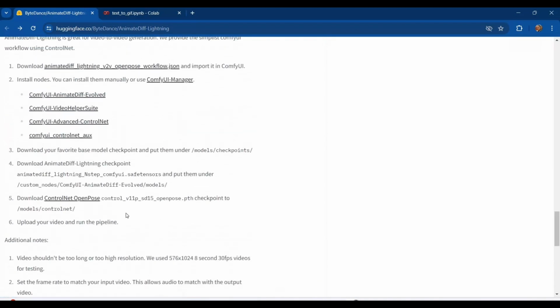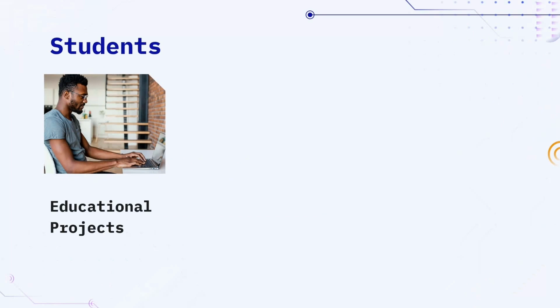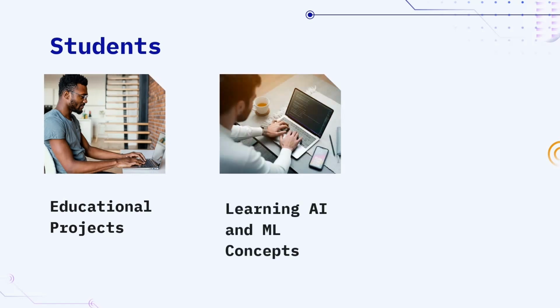Now we move to the next topic, which is use cases. So now we will discuss the use cases and who can benefit from them. If you are a student, then you can use this application in educational projects. Students can use the text-to-GIF app for creating engaging multimedia content for their school or university projects. Animated GIFs can make presentations more dynamic and interesting. They can also use it for learning AI and ML concepts. By exploring how the app works, students can gain practical insights into machine learning models and diffusion techniques. This hands-on experience can complement theoretical learning.